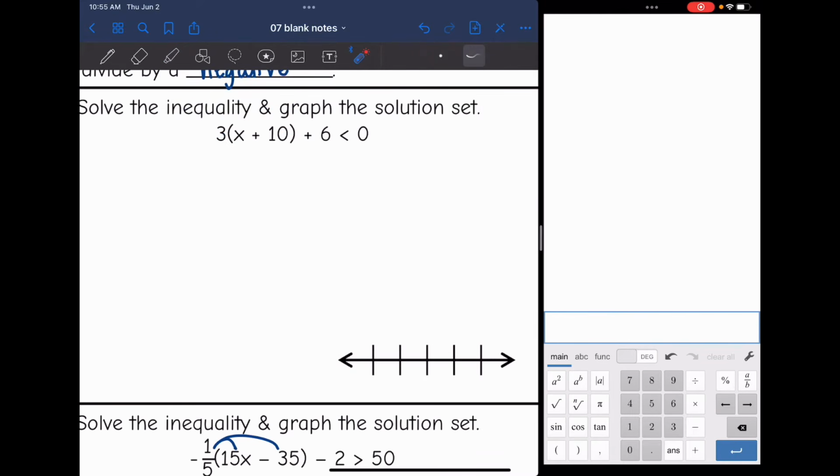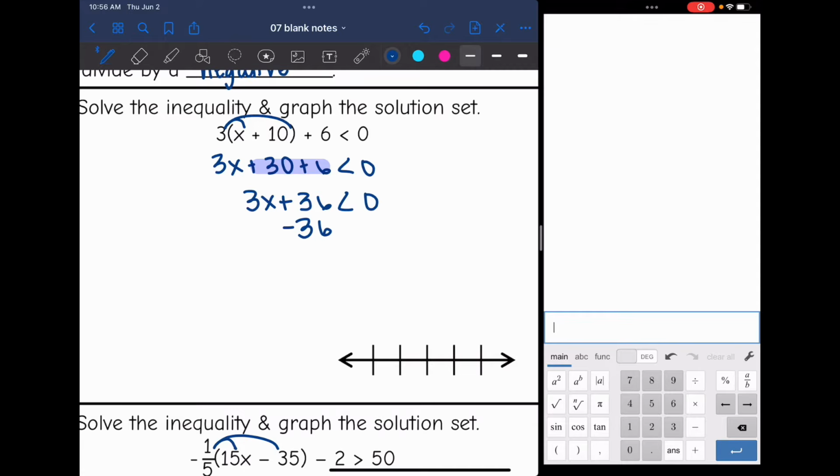Okay, let's look at number 2. So I need to simplify this left side first. I'm going to distribute the 3 to inside the parentheses. So I get 3x plus 30 plus 6 is less than 0. And now I'm going to combine like terms, and I get 3x plus 36 is less than 0.